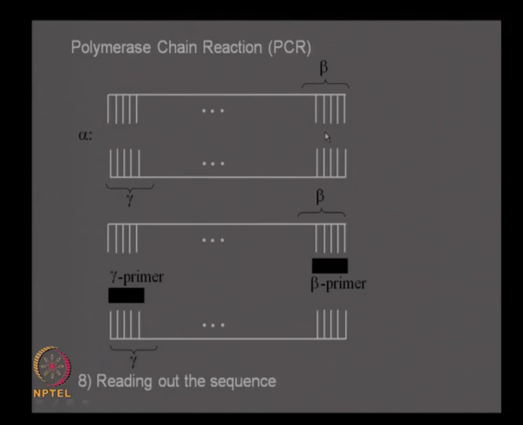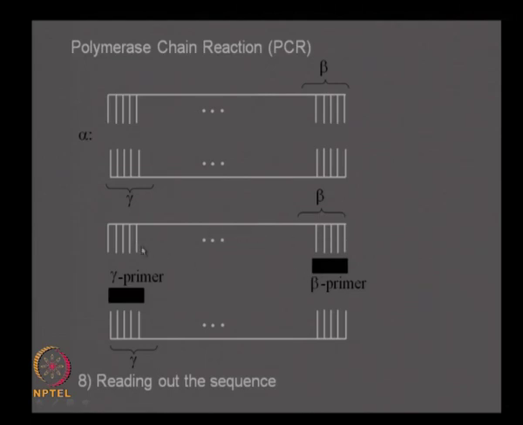You heat it to a proper temperature, so the double strand becomes single strands, and you add what is known as a beta primer and a gamma primer. What is beta primer is the complement of the few nucleotides here. When you add and then use polymerase chain reaction, this will keep on forming the second strand, and the whole thing will become a double strand.